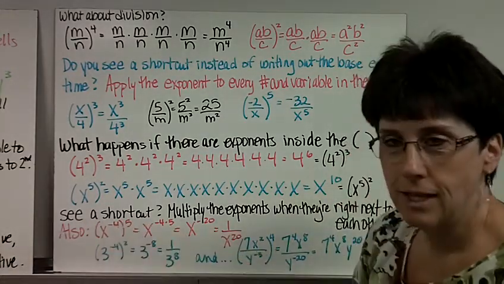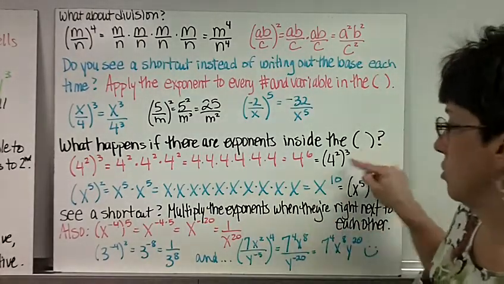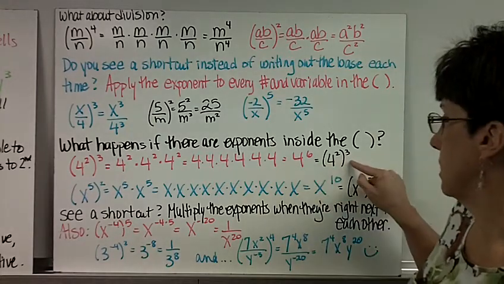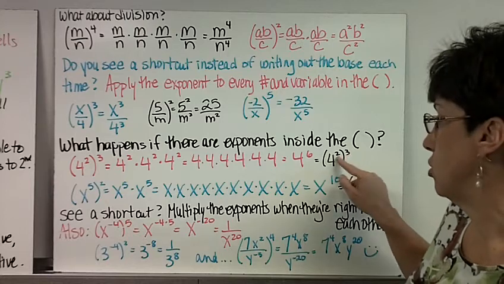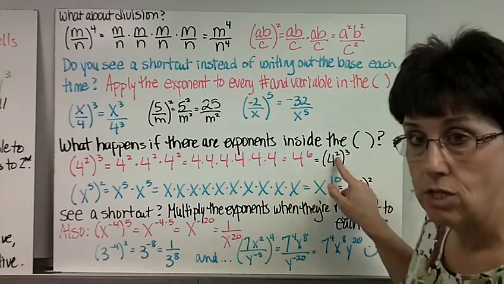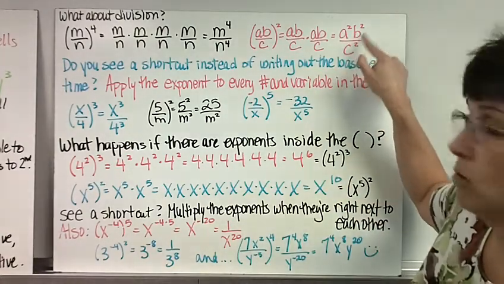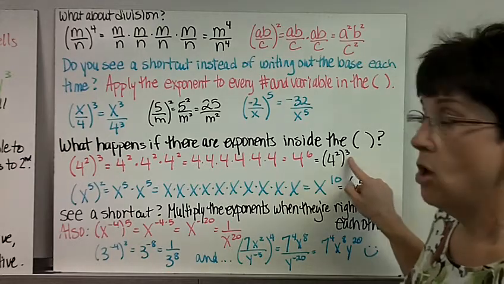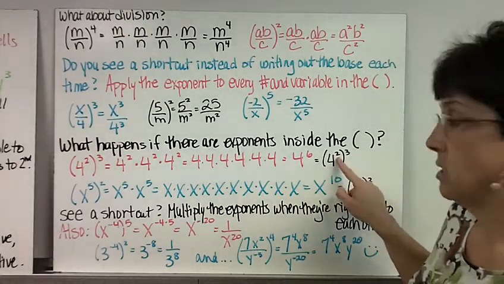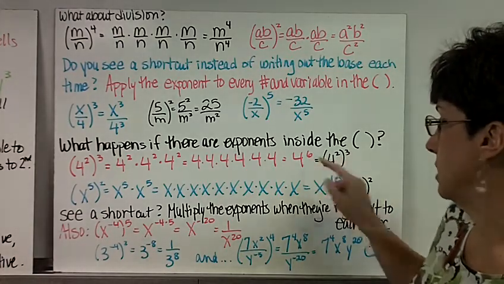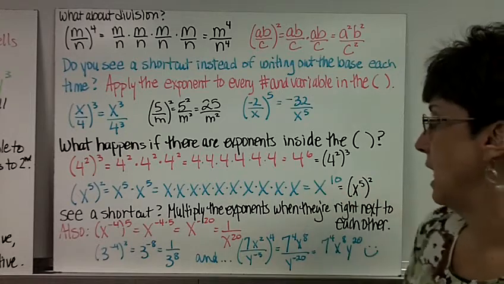Do you see a shortcut? Multiply the exponents when they're right next to each other. So now you can look. 4 to the 6th equals, when I have 4 to the 2nd power cubed, this 2 and this 3, these exponents, they're right next to each other. The 3 doesn't have its own base. It's not like you have up here a squared, b squared, where those exponents aren't right next to each other. When they're only separated by parentheses, you can just multiply them. So 4 to the 2nd power cubed: 2 times 3, 6. X to the 5th power squared: 5 times 2, 10.